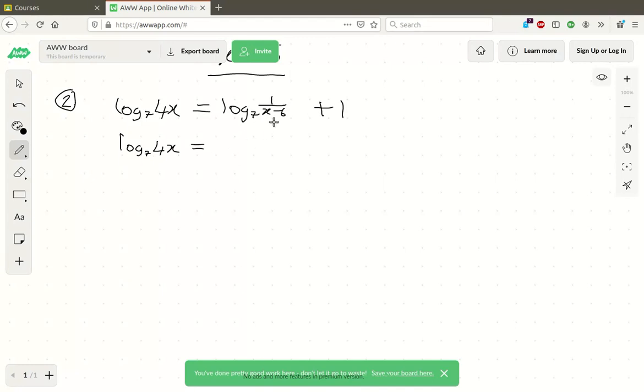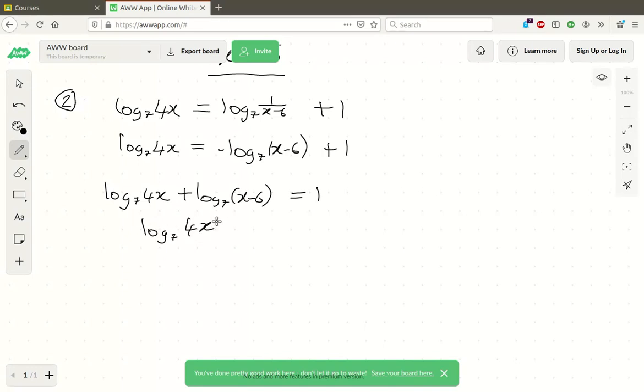This is the same as x minus 6 to the minus 1. I'm going to bring that minus 1 down in front to make it minus log base 7 of x minus 6. And then I'm just going to add this over here. So I get log base 7 of 4x plus log base 7 of x minus 6 equals 1. And then I'm going to use the log law where I multiply them together. So log base 7 of 4x squared minus 24x, in brackets, equals 1. Okay, when I see something like this, this is where I get a chance to use my, as I describe it, unwritten log law: that to the power of that equals that.